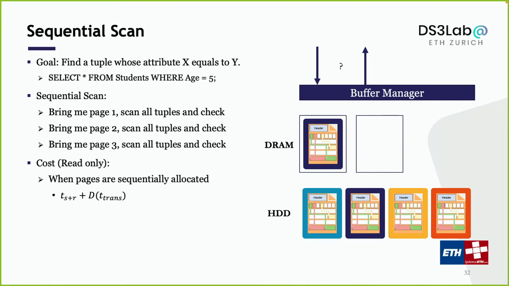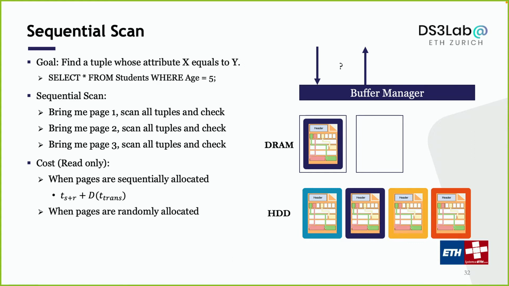Well, assuming I have D different pages, because they're sequentially allocated on my hard drive, I pay a single unit of seek and rotate, and then I pay D units of transfer. So this is the I/O cost of this.